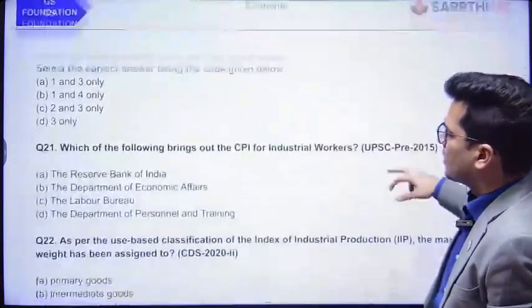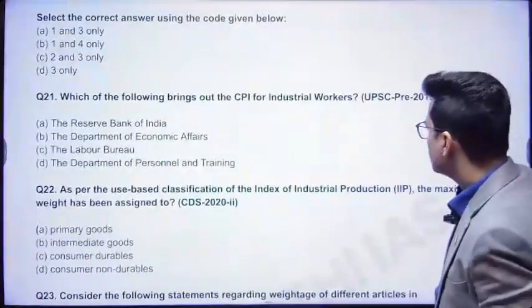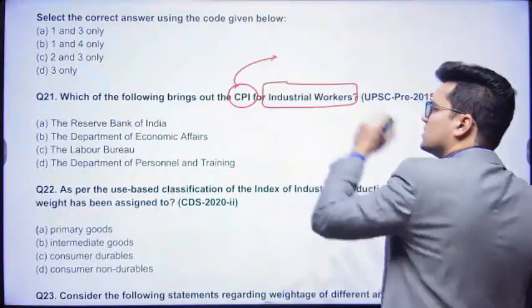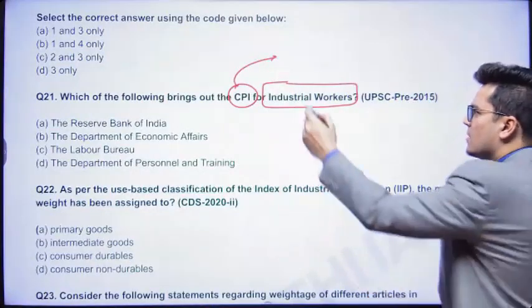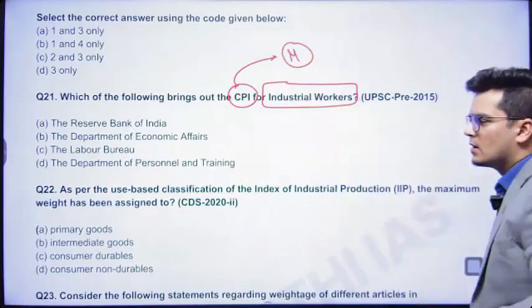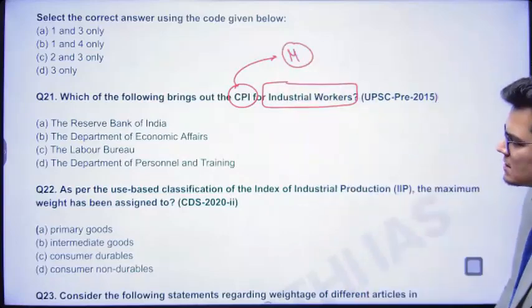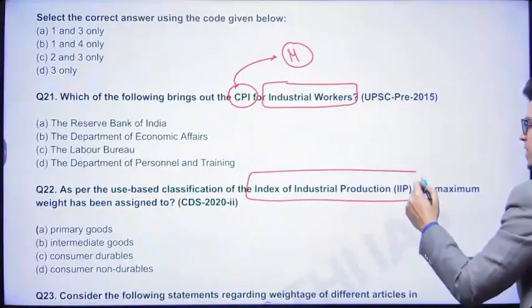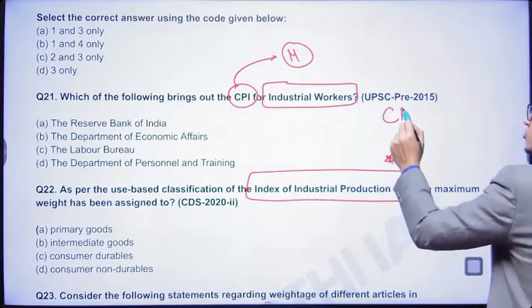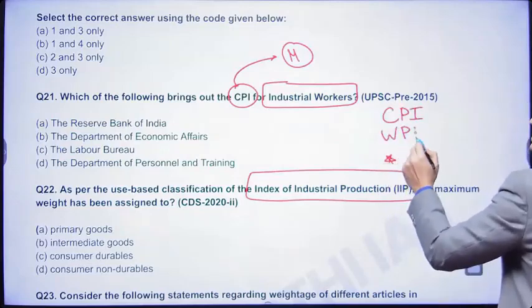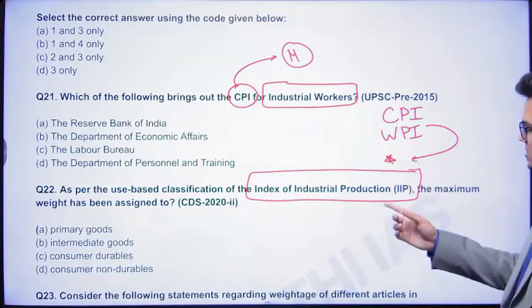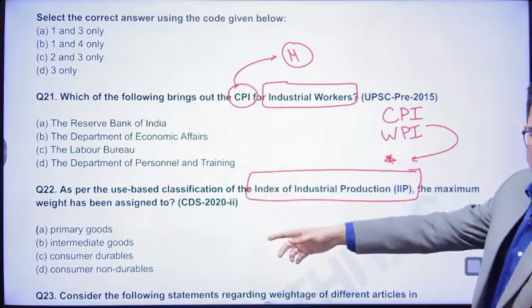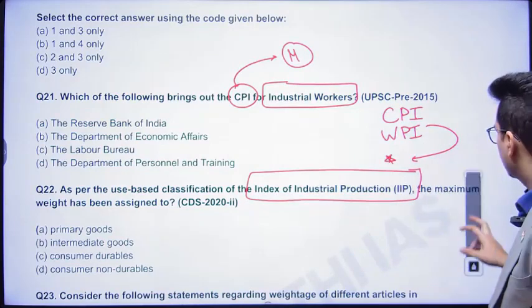Now, which one of the following brings out the CPI for industrial workers? That means again this term CPI is appearing, linked to the idea of measurement of inflation. As per use-based classification of the index of industrial production. So there is one more index. So far we had seen consumer price index, wholesale price index. Now index of industrial production is being asked. Maximum weight has been assigned to what? So that is a question again linked to another index.